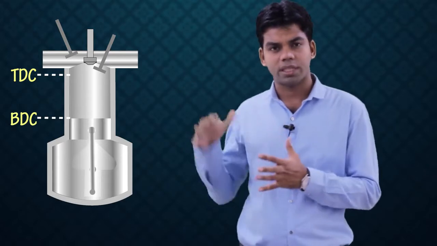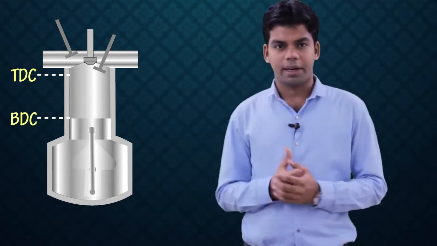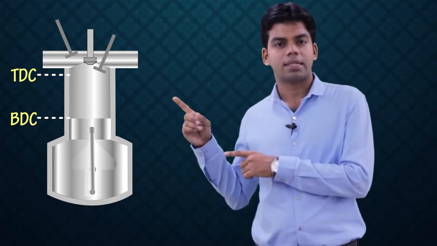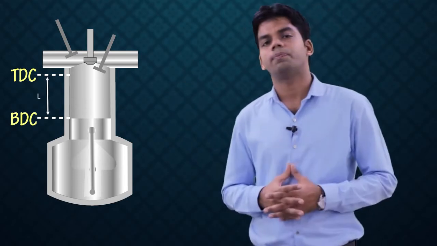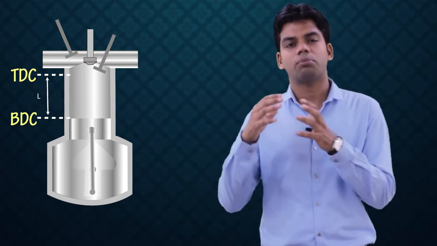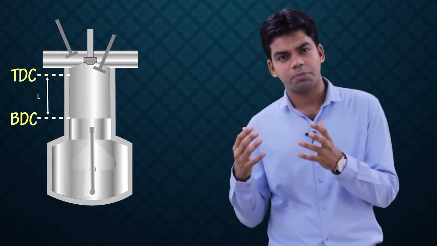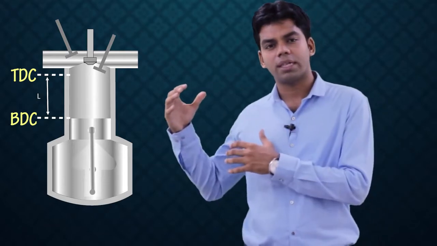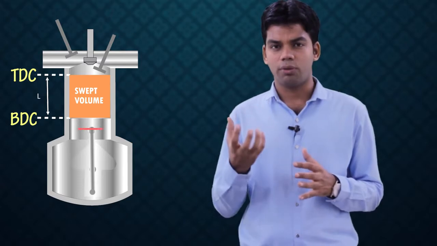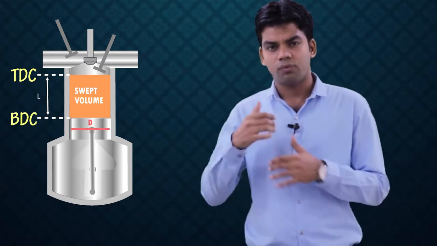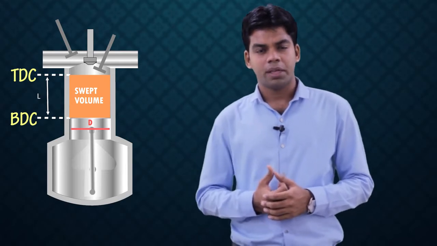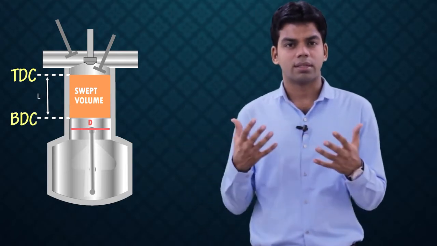So the piston always travels between the top dead center and the bottom dead center, and the distance between them is known as stroke. The volume which the piston sweeps while traveling from top dead center to bottom dead center is known as swept volume, and the diameter of the piston is known as bore.